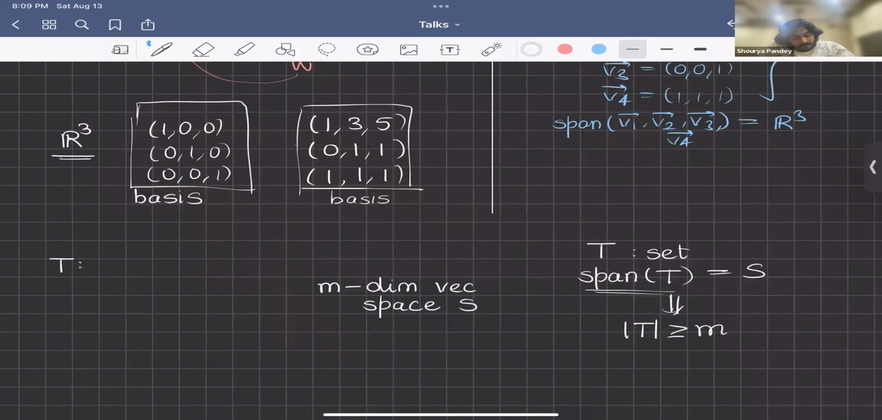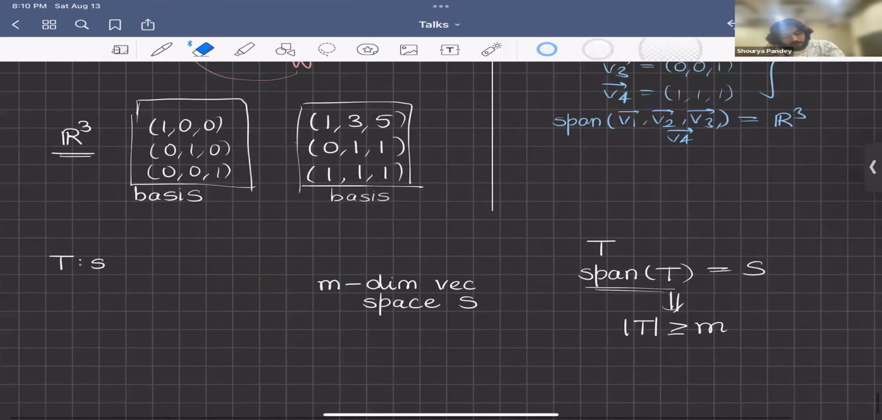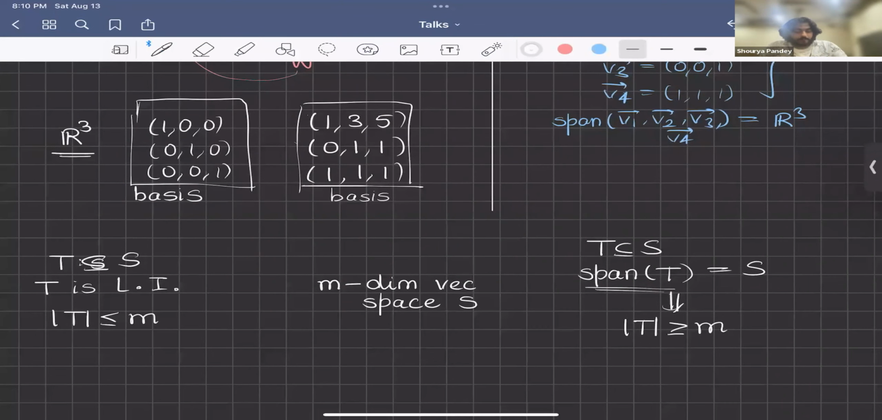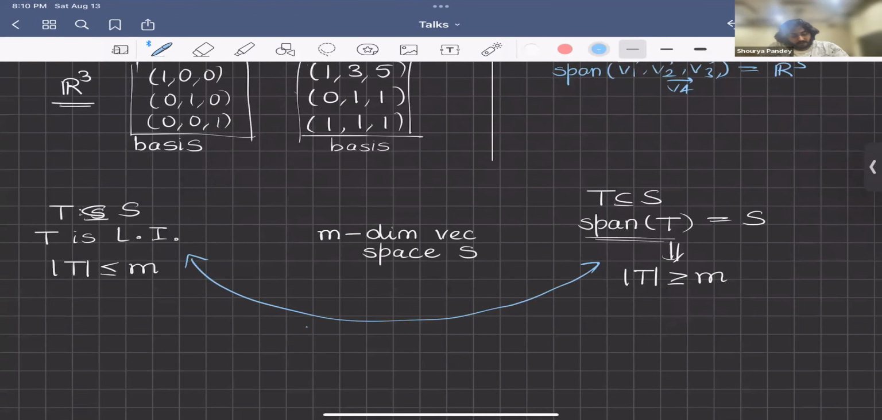And on the other hand, if T is a subset of S such that T is linearly independent, then the cardinality of T is at most M, where M is the dimension. And the intersection of these sets is the basis. The set of bases, yeah.